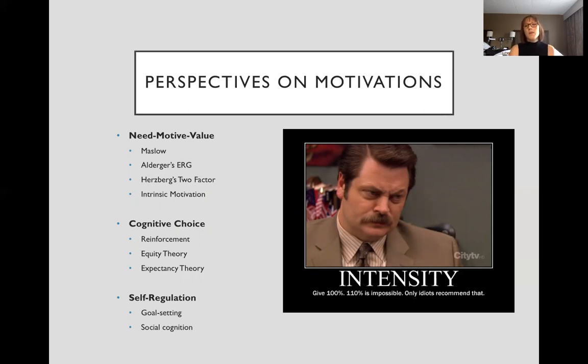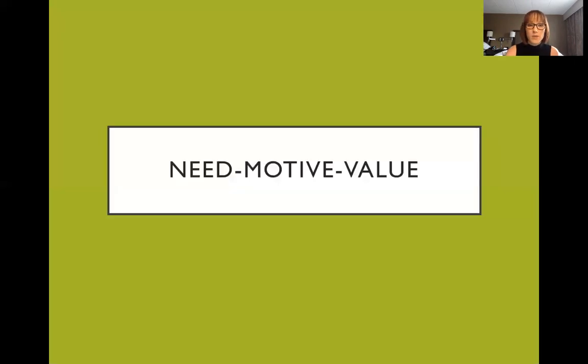So there are different perspectives on motivation. We have three themes here. One is need, motive, value, under which we'll talk about things like Maslow's hierarchy of needs. Cognitive choice, which includes something like reinforcement, which does not appear in your book, but I'm going to go over because I think it's important. And self-regulation, which includes things like goal setting, which is one of the most popular motivation theories, especially that is actually applied in the workplace.